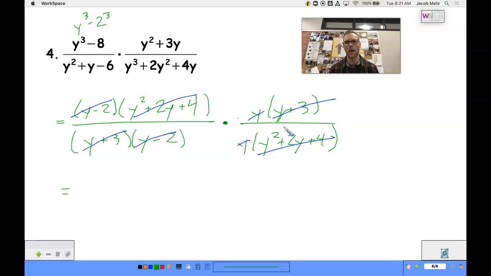What's left in the denominator? Everything canceled out but 1. So we have 1 over 1, which is 1. So this big multiplication of rational expressions simplifies to just 1. However, we would not know, unless we make the notes, that y can't equal what? Negative 3, 2, 0.